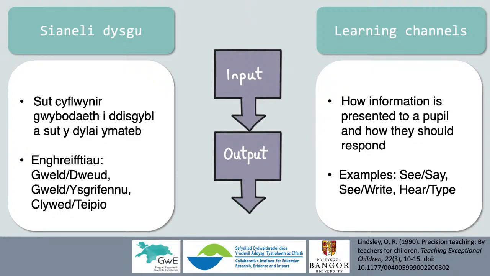For example, if pupils have to say the answers to questions that are presented to them in written form, the learning channel would be see-say. If they see the question and write the answer, the channel would be see-write. If the task requires transcription, the learning channel would be either hear-type or hear-write. And if you want to assess how many words a pupil can write for a story that they've made up or a retelling in their own words, the learning channel would be think-write. It's important to note that if a particular learning channel isn't working for a pupil, you might be able to change the task and assess progress another way.